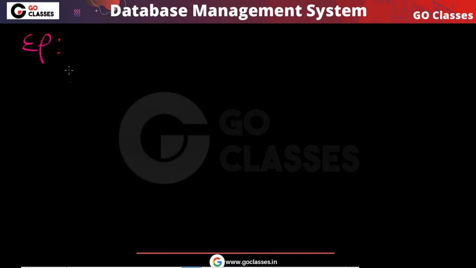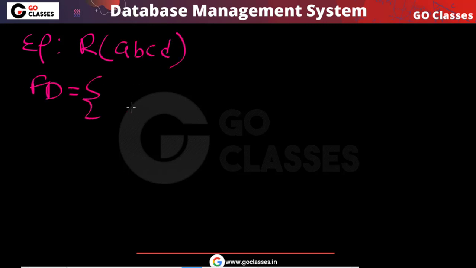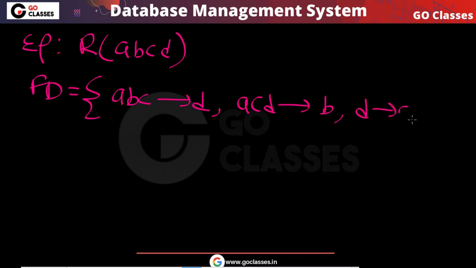Let us take another example. Notice this example. Again, a relation R(A, B, C, D). Four attributes are given to you, and a set of functional dependencies. ABC determines D, ACD determines B, D determines C, and BCD determines A. So this is the set of functional dependencies.